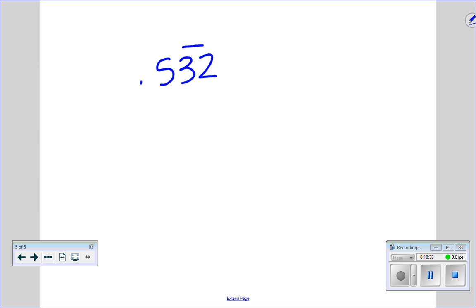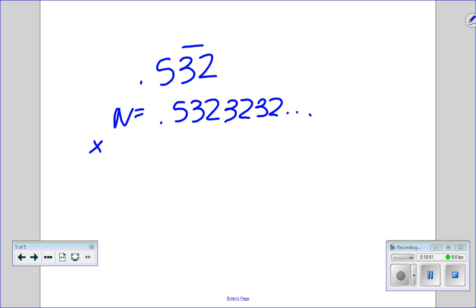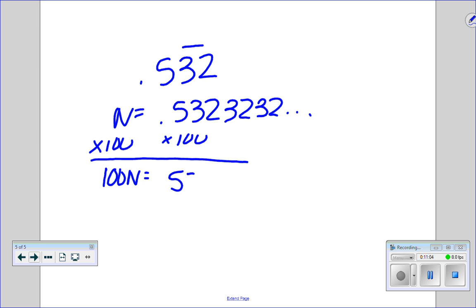So let's go back to this guy. So n equals 0.5323232... So what am I going to multiply by? 100, because I have two digits that are repeating. So I have 100n equals 53.23232... Then I'm going to minus my 1n, and I have to make sure I line my decimals up.